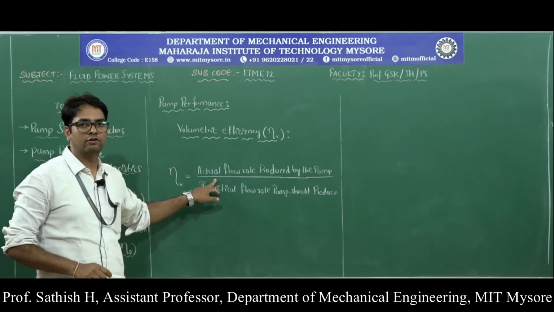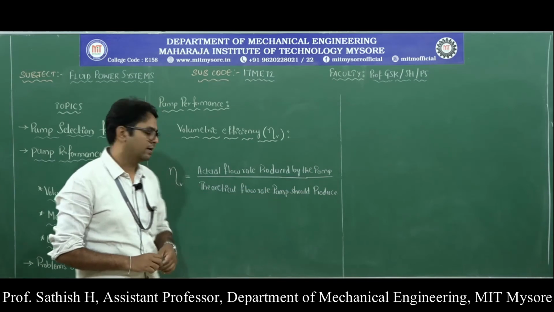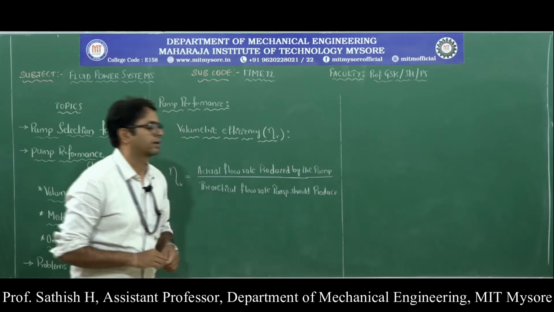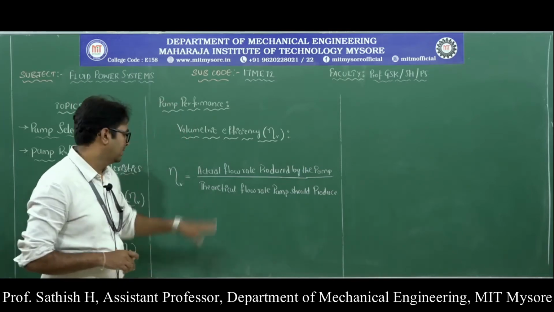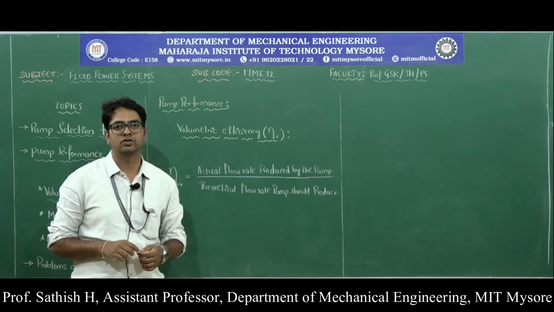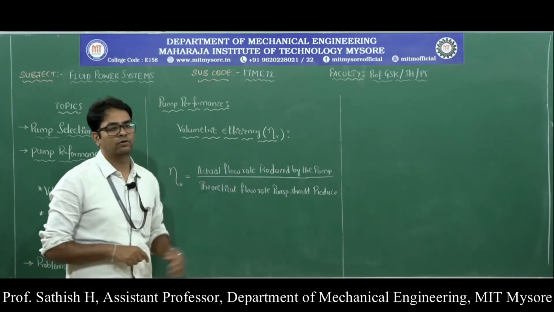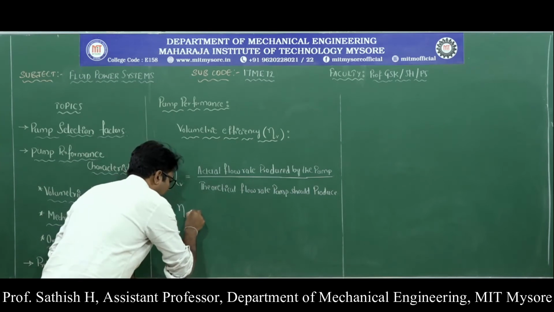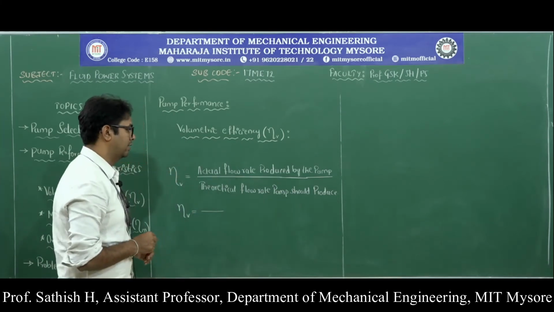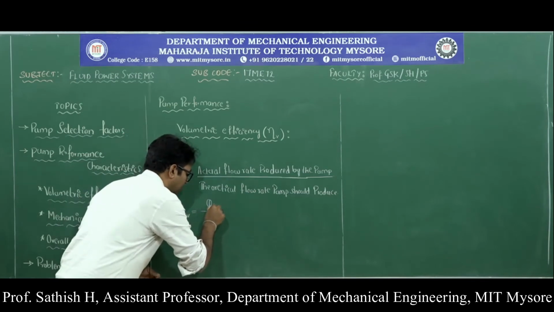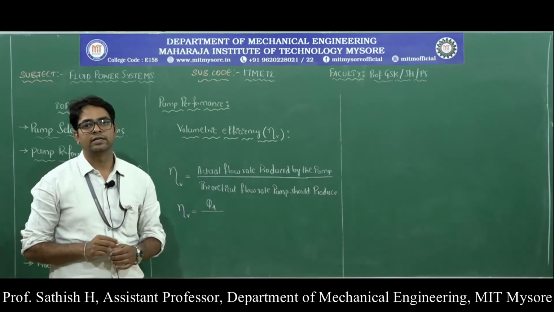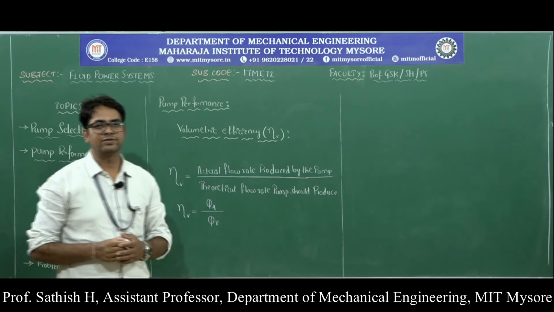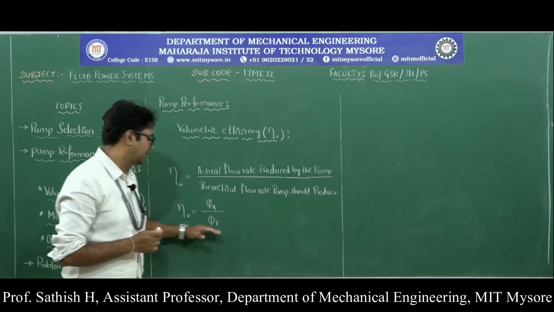In the numerator, we have the actual flow rate produced by the pump. In the denominator, we have the theoretical flow rate the pump should produce. In terms of notation, the actual flow rate is represented as Q suffix A, and the theoretical flow rate is represented as Q suffix T. So nu V is equal to QA divided by QT. Basically, the volumetric efficiency is the ratio of actual flow rate to theoretical flow rate.